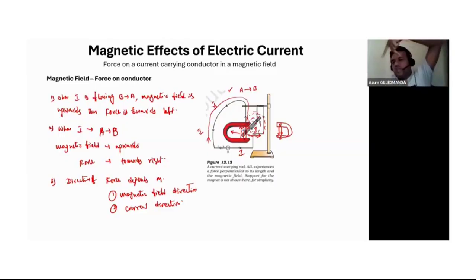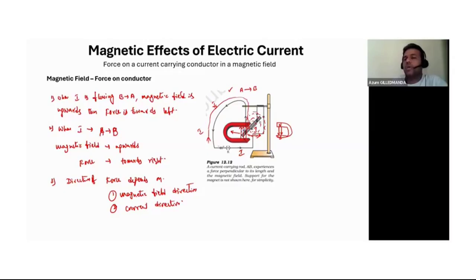Now, the same scenario, if it becomes like this, that means the magnetic field is downwards and the current is towards me, and then the direction of the force is towards right. So it is exactly reversed, opposite. So the direction of the force depends on both the factors, the direction of the current and also the direction of the magnetic field.